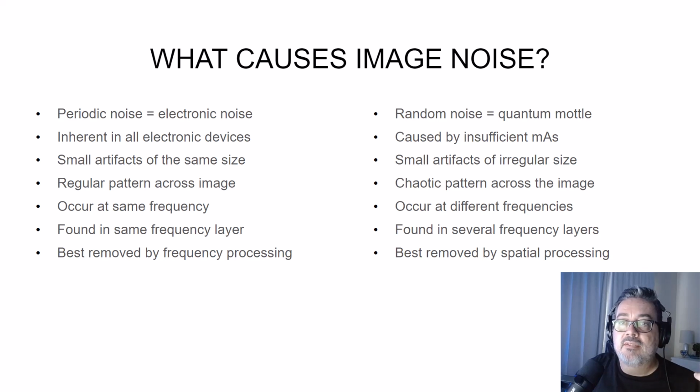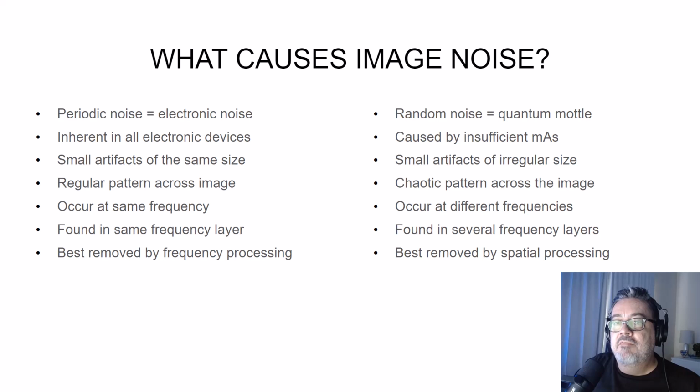Random noise is caused by quantum mottle. What causes quantum mottle? Insufficient X-rays at the image receptor, meaning not using enough mAs in most cases, or it can be caused by kVp being too low for the part size. The artifacts displayed in quantum mottle are more irregular in size and pattern across the image, typically occurring in areas of variation in patient size.